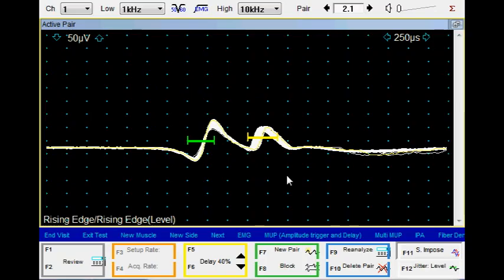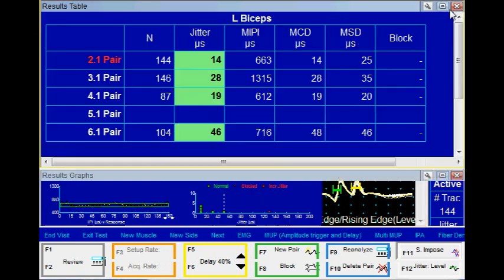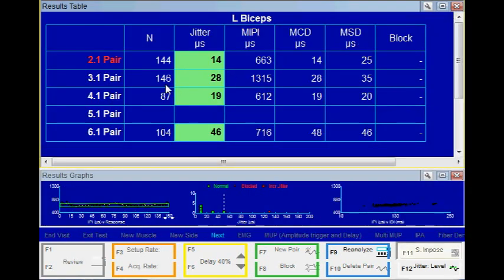And once all of these are good quality, we can look at the summary results that are shown on the right. In this case, we can see the data from the active trace over here at the bottom. We cannot see all the details. So I'm going to click on the results knob over here, or the function key. This was my site number 2, pair number 1, 144 discharges were analyzed. The jitter was 14 microseconds. Mean interpotential interval was 663.